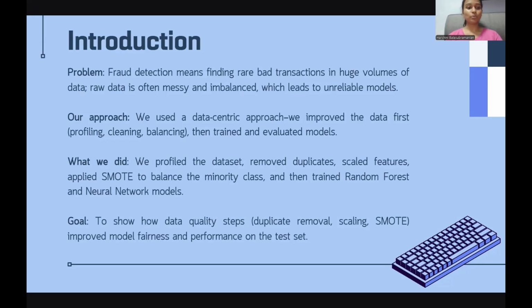Specifically, we removed duplicates, scaled features, applied SMOTE to address class imbalance, and then trained random forest and neural network models. Our goal was to demonstrate that improving data quality leads to better performance and fairer outcomes on the test set.